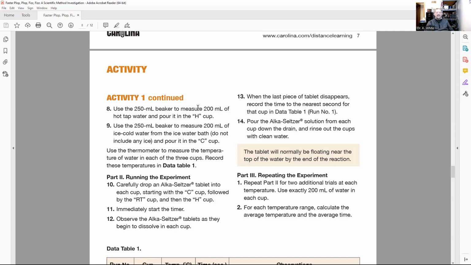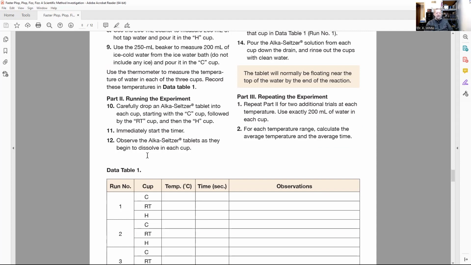And then you'll turn your water from your sink to hot. When it's hot, you'll measure out 200 milliliters of water and you'll put it in a cup that's labeled H. And finally, from the ice water mixture, you'll pour it into here, measure 200 milliliters, and pour it into the cup labeled cold, C.